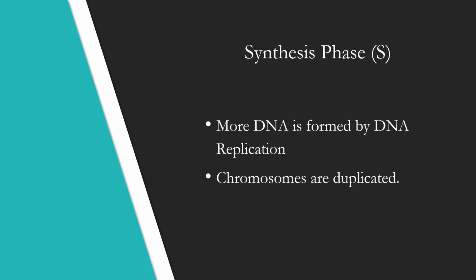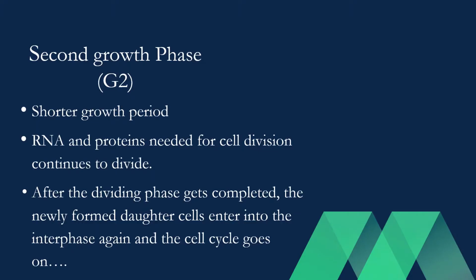In the synthesis phase, more and more DNA is formed by the process called DNA replication. The chromosomes are duplicated in this phase. In the second growth phase, RNA and proteins needed for cell division continue to be made, and it is the shortest growth period. After the dividing phase is completed, the newly formed daughter cells enter into interphase again and the cell cycle goes on.